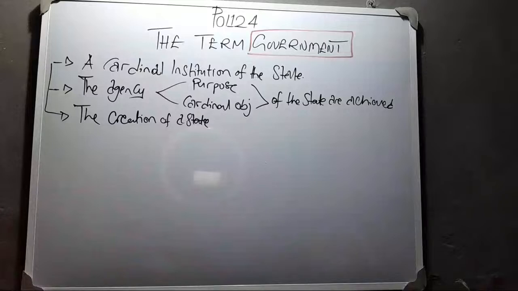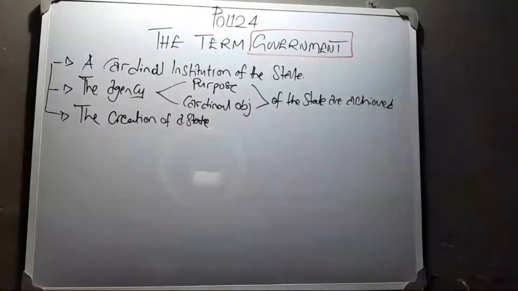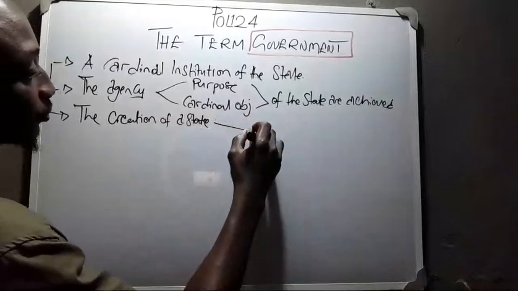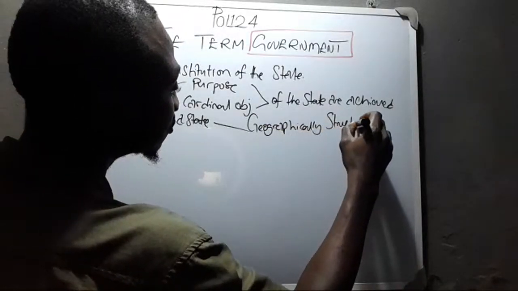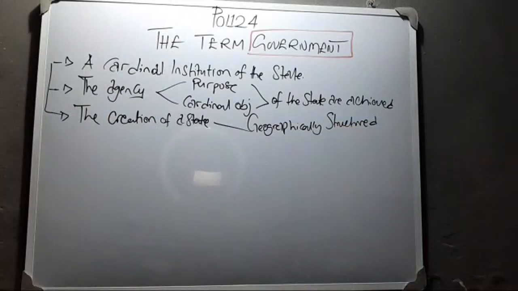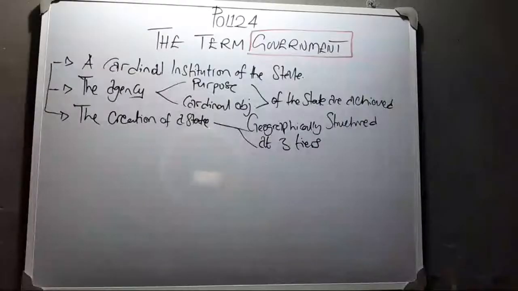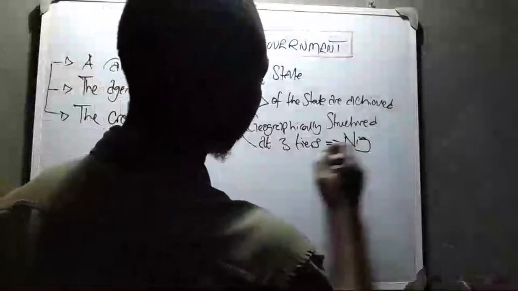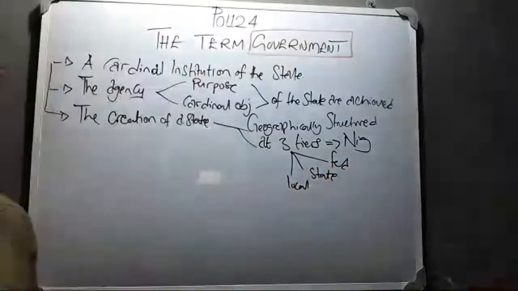Now, it could be geographically structured at three tiers, as is the case in Nigeria, where we have the federal, the state, and the local.